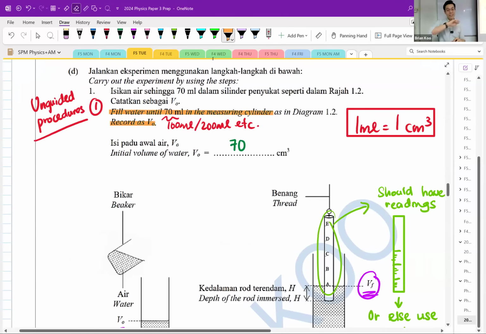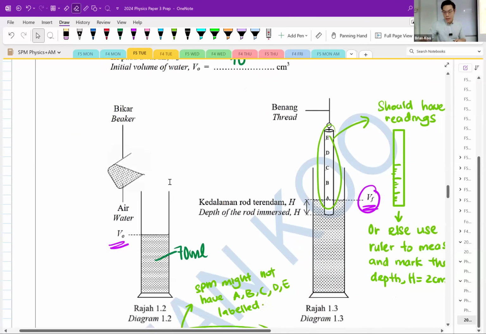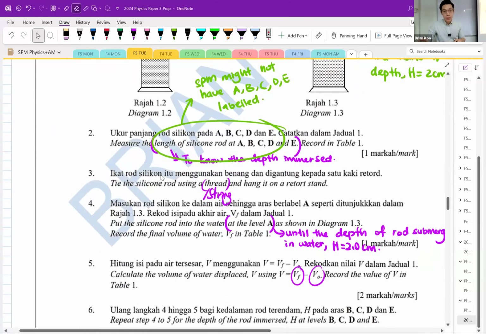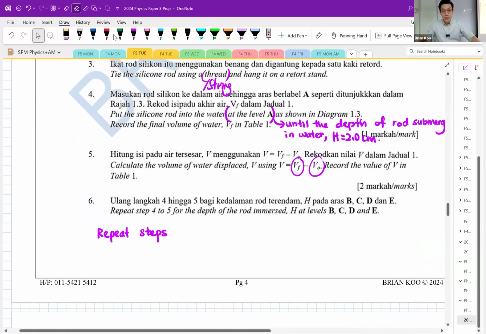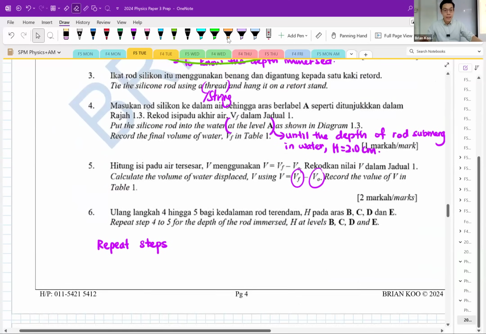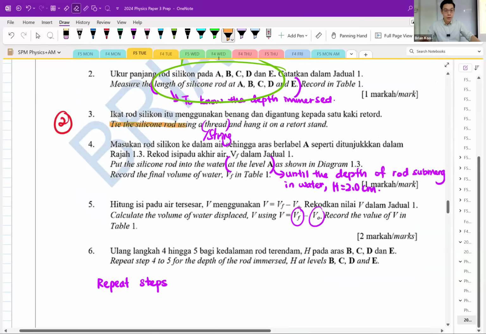Okay, step 1. It can be 100 ml also, or 200. You see how big your cylinder is, about half the measuring cylinder. Okay, you don't want too much, you don't want too little, because when you submerge, it might pour out. About half, that'll be good. So that's number one. Number two, you can write this straight away: tie the silicone rod using a thread and hang it to a retort stand.